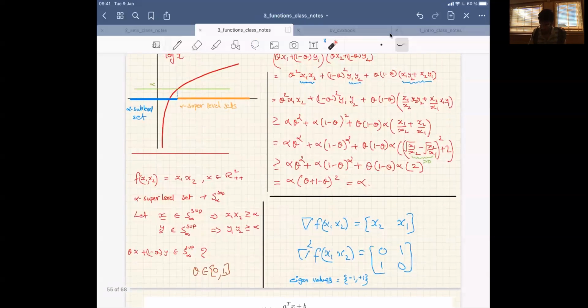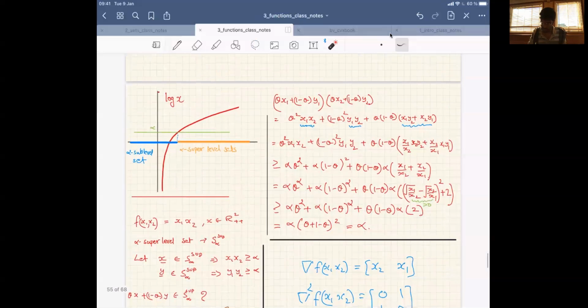Of course, if you just see this function f of x, f of x1 x2 equal to x1 x2, and you take the gradient and then the Hessian matrix, you will get this guy whose eigenvalues will be -1 and +1. So this is neither convex nor concave, but this is quasi-concave. So this is how we prove it.